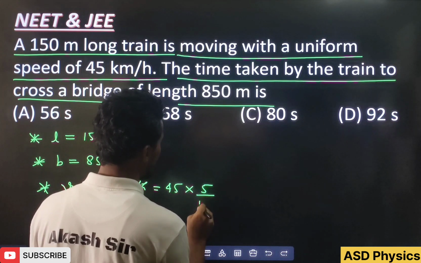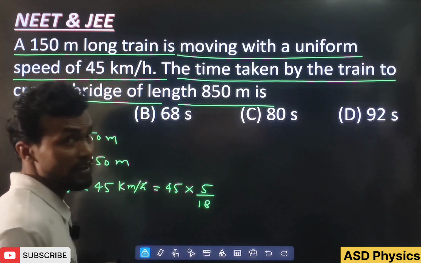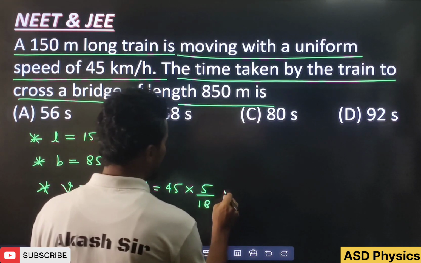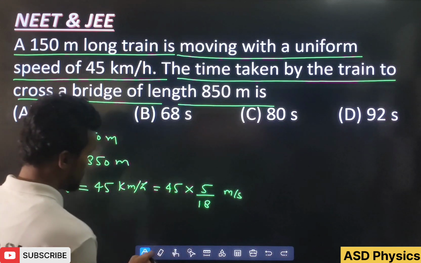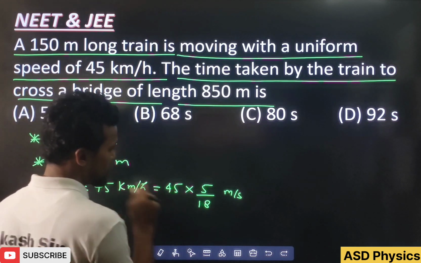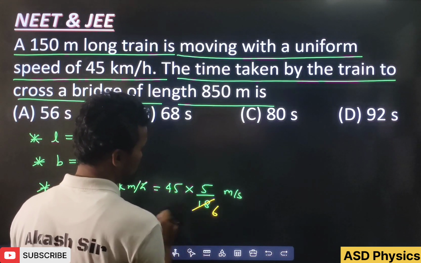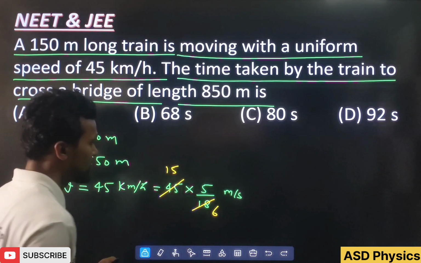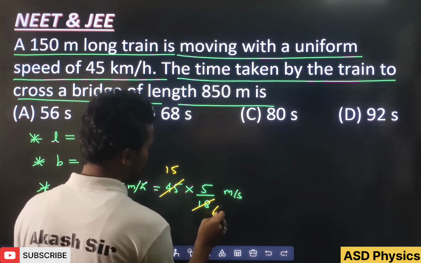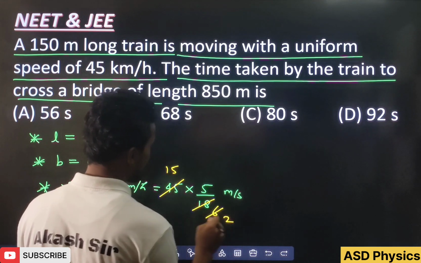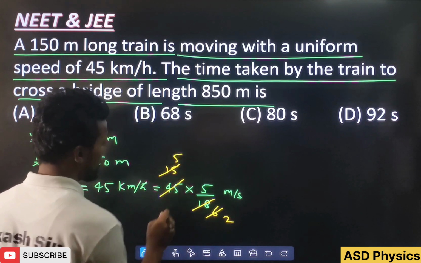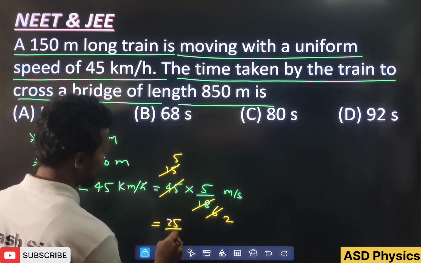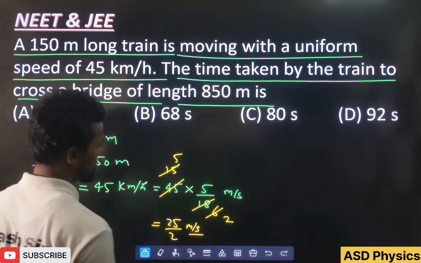What we have to do? We have to just multiply with 5 by 18, then it will come in meter per second. Then after that we can simplify this. Can you see, 3 6s are 18, 3 1s are 3, 3 5s are 15. Then after that we can write, 3 2s are 6 and 3 5s are 15. How much is coming here, students? 25 by 2 meter per second.